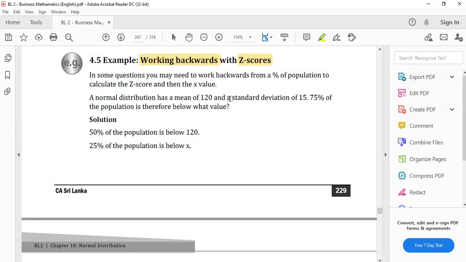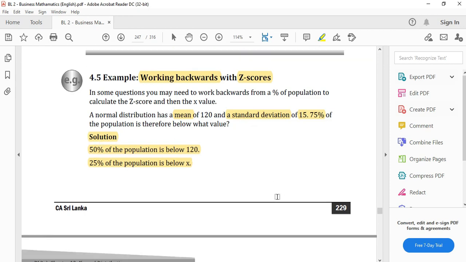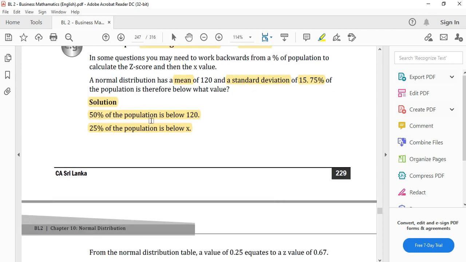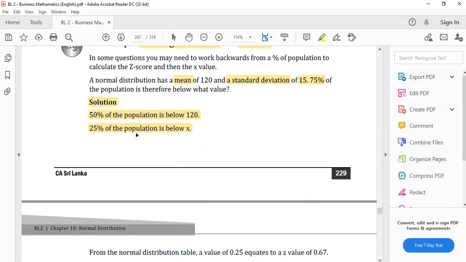What they'll do here is they'll give you the standard deviation value and the mean as usual, but in population terms. But you have to follow the same approach. And even though they have mentioned it's the solution here, it's actually not the solution. This is basically part of the question, okay? It's erroneously mentioned as solution here. So they said 50% of the population is below 120, which I've marked here. And 25% of the population is below X.